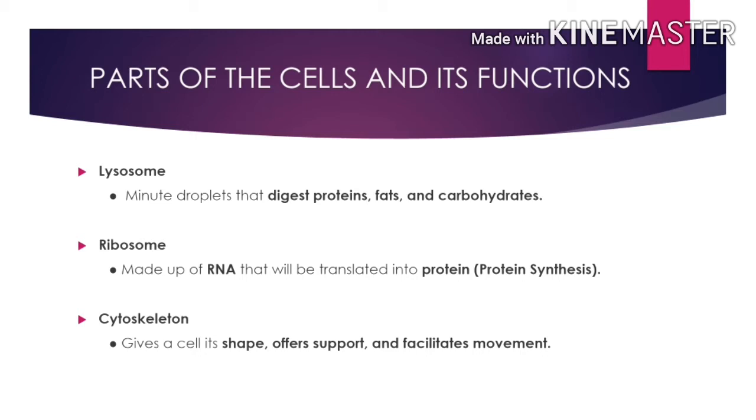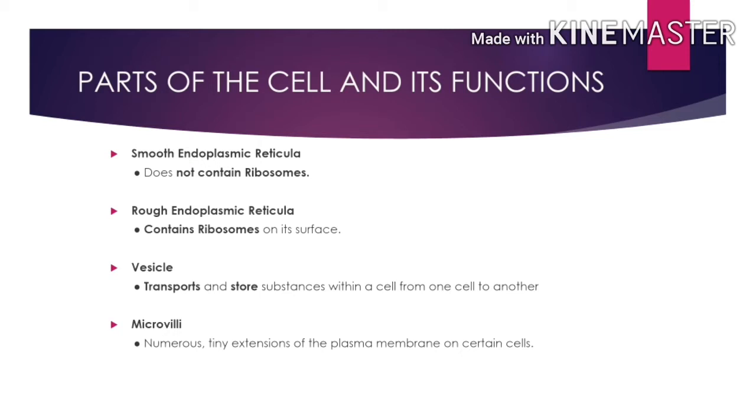Cytoskeleton, gives a cell its shape, offers support, and facilitates movement. Smooth endoplasmic reticula, does not contain ribosomes. Rough endoplasmic reticula contains ribosomes on its surface. Vesicle, transports and stores substances within a cell from one cell to another. Microvilli, numerous tiny extensions of the plasma membrane on certain cells.